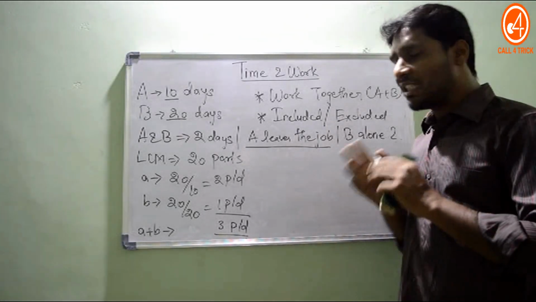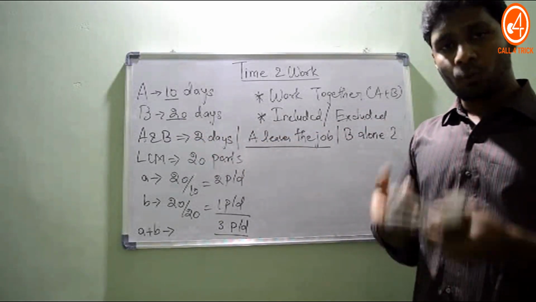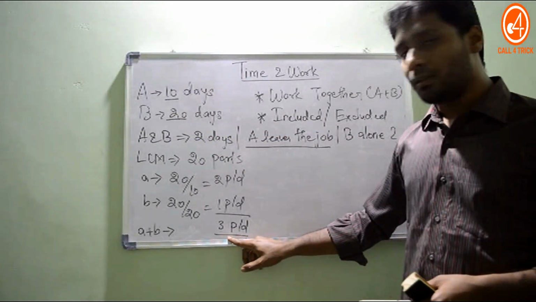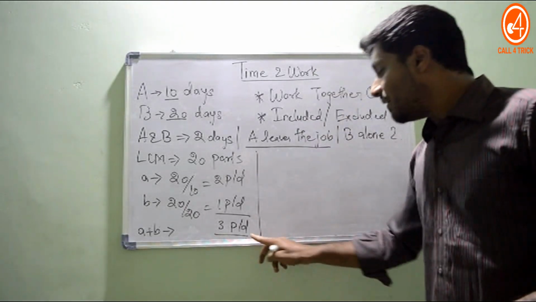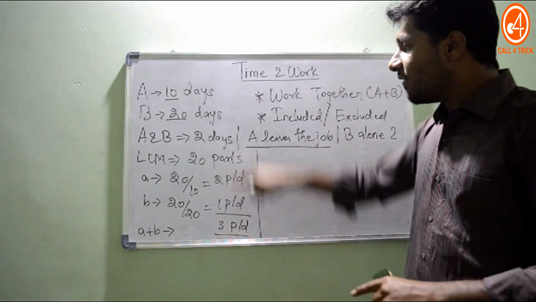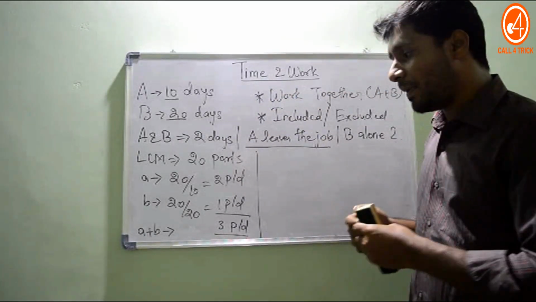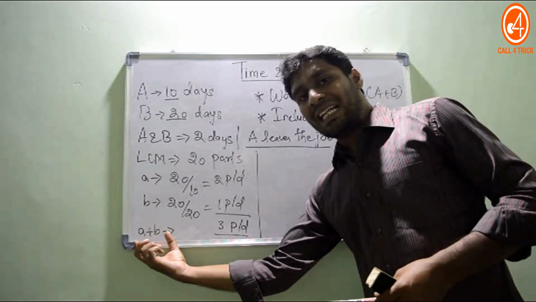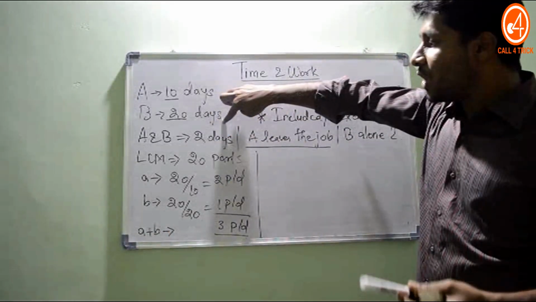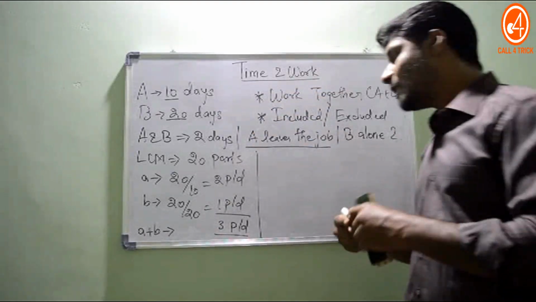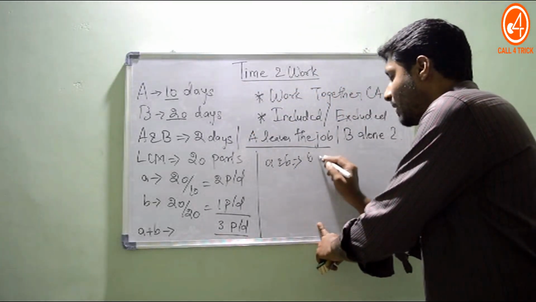Got it? And here it is given that A and B work for 2 days, right? If A and B work for 1 day, they can complete only 3 parts per day. So this is the efficiency of A and B. If A and B work for 1 day, they can do 3 parts. If they work for 2 days, how many parts can they complete? The same statement I'm repeating here: if A and B work together, they can complete 3 parts in 1 day. If it's 2 days, how many parts can they do? Very good, 6 parts. So A and B work together and they can complete 6 parts altogether.